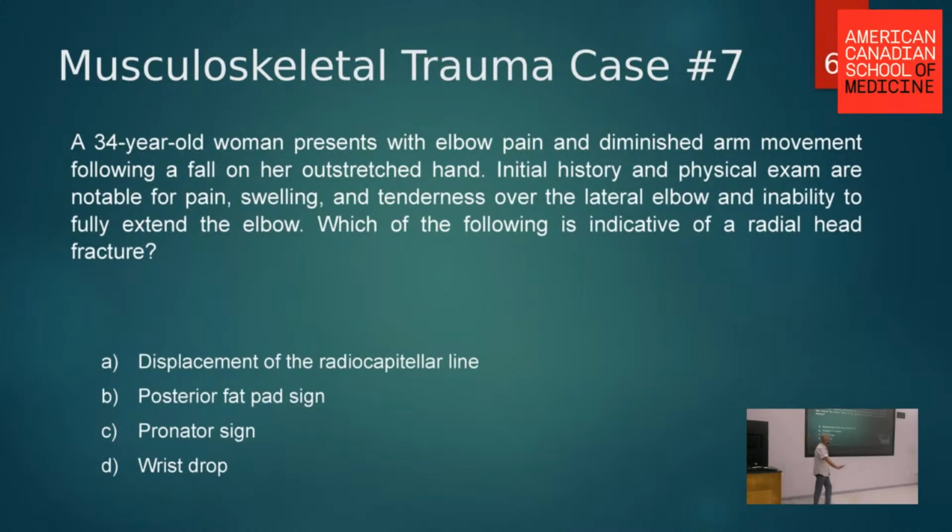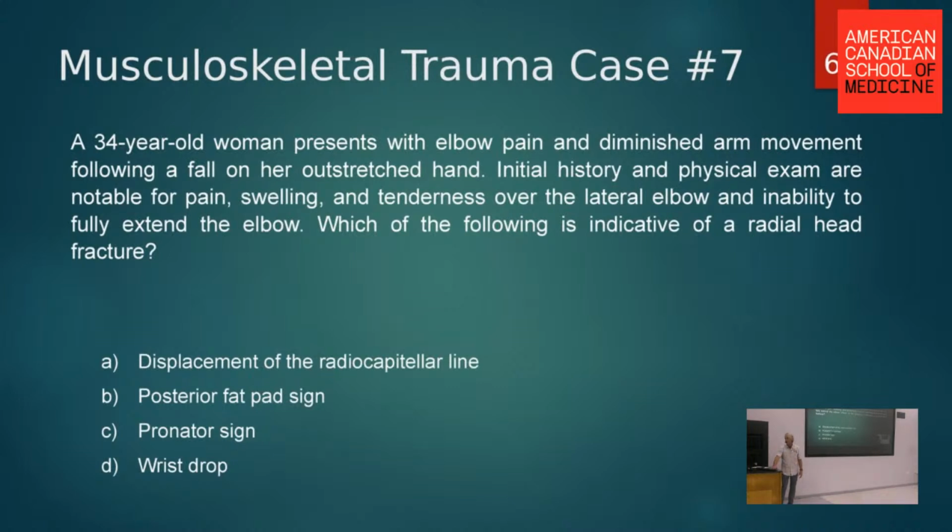When you have force by falling on your hand, the force is going to get radiated up the arm, right? So you're either going to have a wrist injury, elbow injury, or shoulder injury, because all that kinetic energy of landing there has to be dissipated somewhere. So it's either going to be a wrist, elbow, or shoulder injury with a fall on the outstretched hand. So pain, swelling, and tenderness over the elbow, inability to fully extend the elbow.